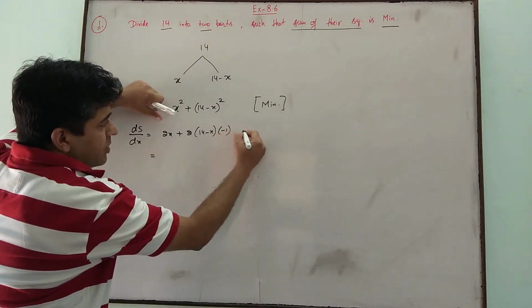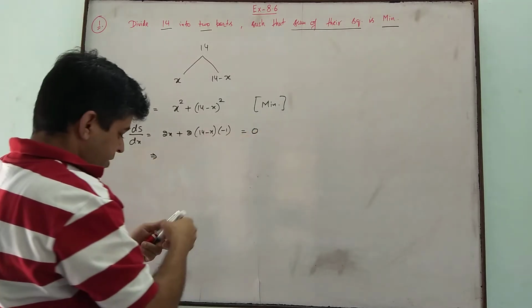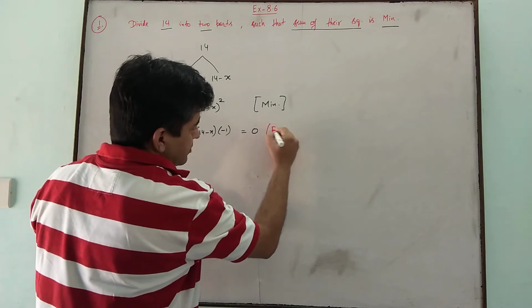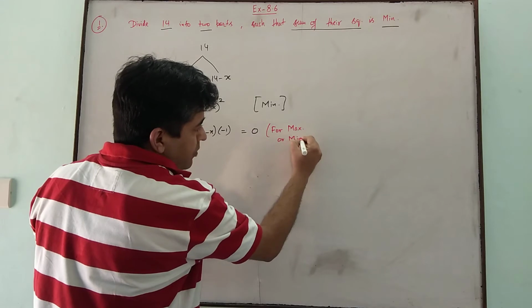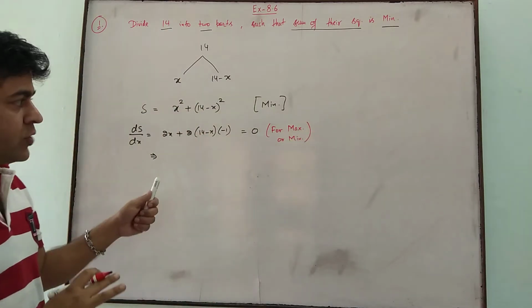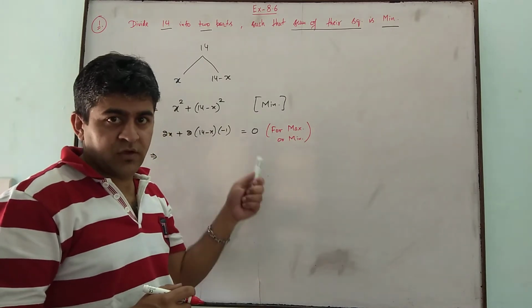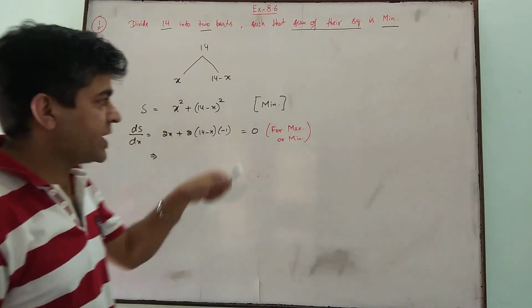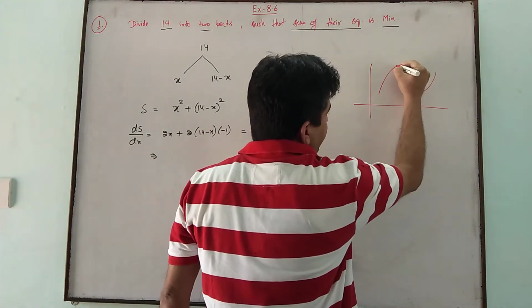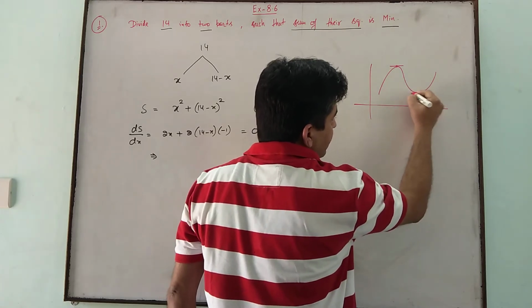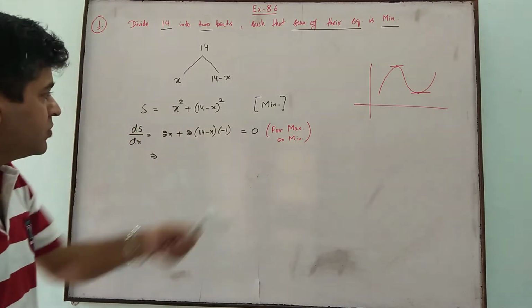So for maximum or minimum, put it equal to 0. We do not know whether it is maximum or minimum at this particular point. That we will come to know only after the second derivative, because you can see from the graph that at the maximum point the derivative is 0, and at the minimum point also. So for the critical values, put it equal to 0.